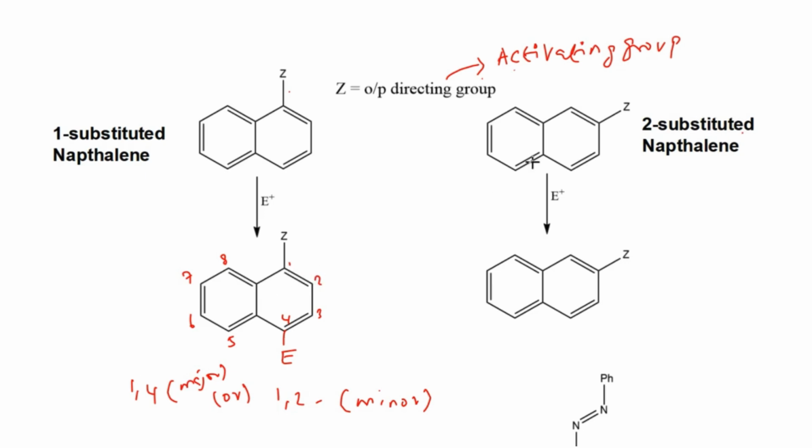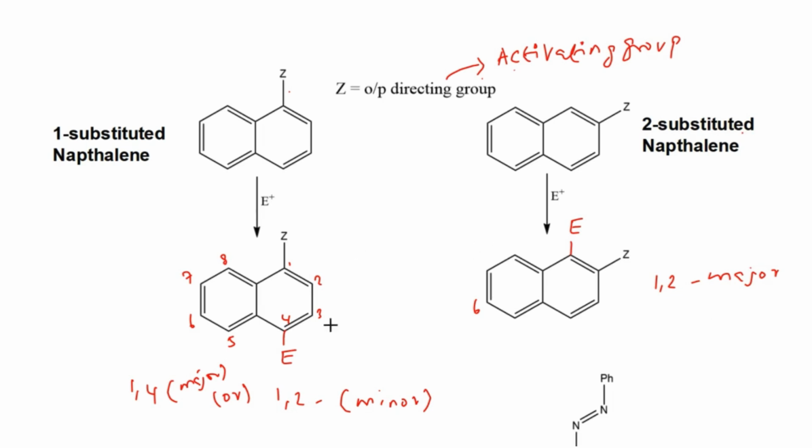Now, what will happen if the electrophile reacts with the 2-substituted naphthalene? Please remember that in this case, if it is an ortho-para directing group, the 1-substituted product will always be the major product. Sometimes you can get the 6th position also. Here this is the 6th position. So preferably 1,2 is the major.